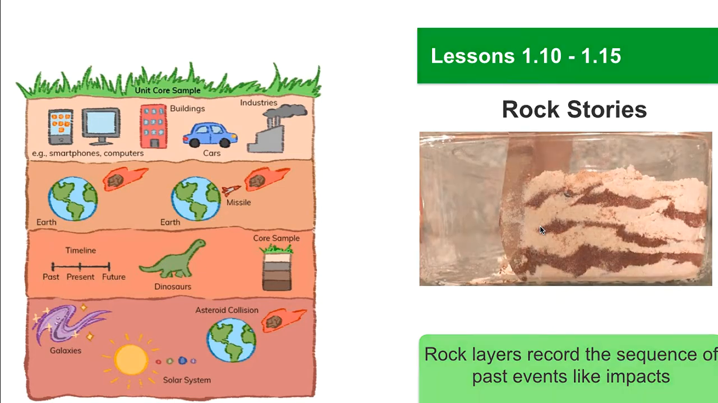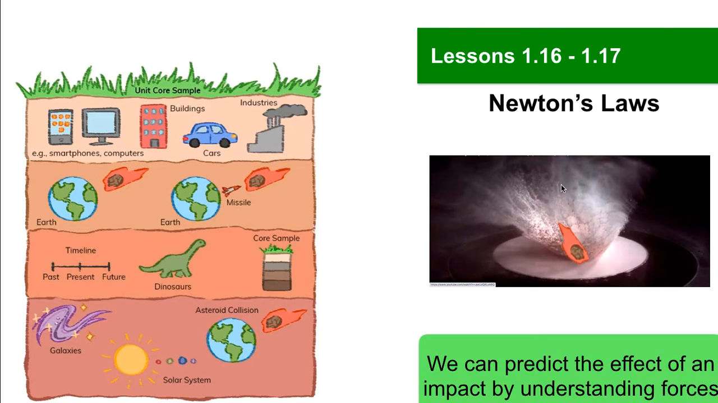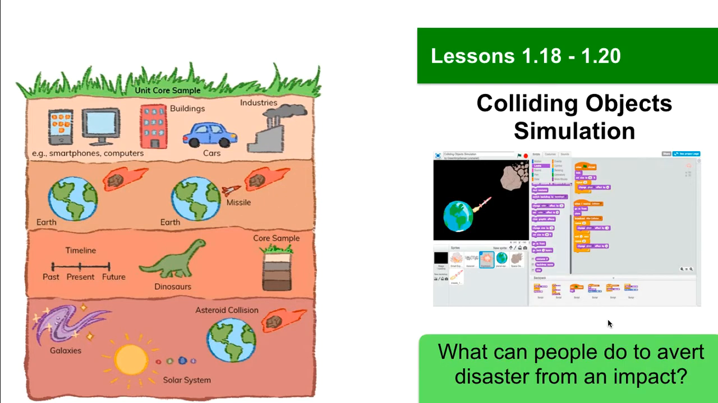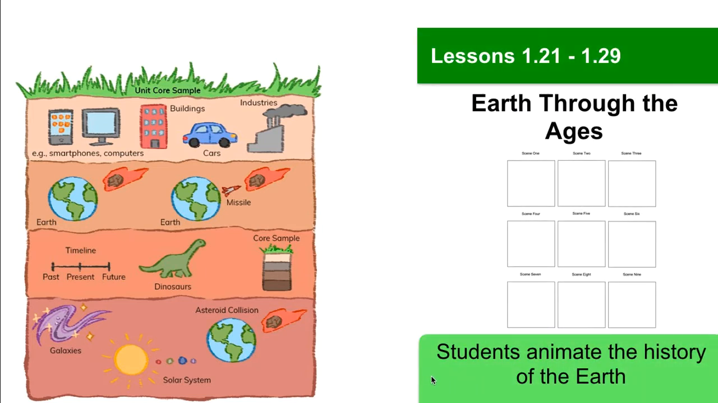To predict some of the effects of an impact, we expand our understanding of forces by studying Newton's laws, including the second law about equal and opposite reactions. Students then learn to program a simple simulation of colliding objects using a block coding program like Scratch. They use their program and computational thinking to answer the question, what can people do to avert a disaster from an impact?